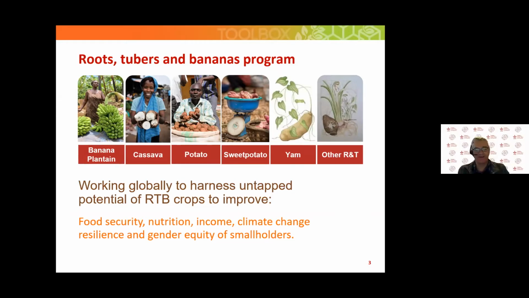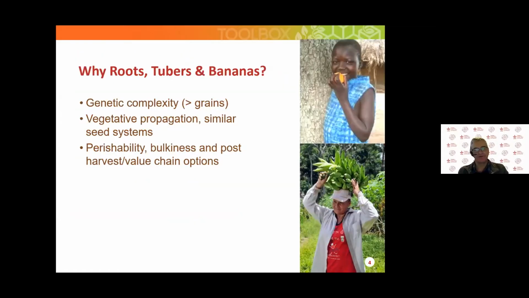And right at the heart of a lot of this, of course, are seed systems. Some people, probably most of you actually, have already seen this before, but people often ask, so why roots, tubers, and bananas? What do these apparently random set of crops have in common, particularly bananas? Well, they're all genetically very complex, and they create more challenges for breeders compared to grains.